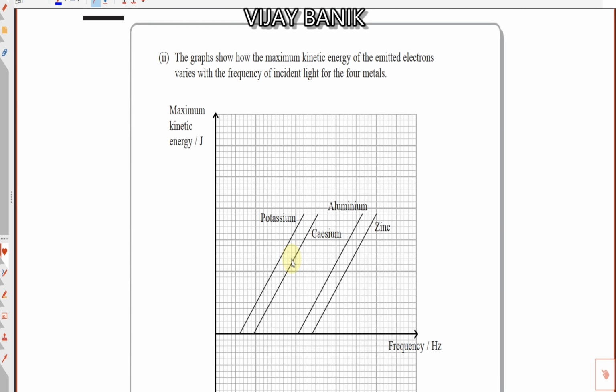Now they gave us the graph showing how the maximum kinetic energy of the emitted electron varies with frequency of incident light for the four metals. These are the threshold frequencies. The gradient gives you Planck's constant. All of their gradients are h, remember that, because the lines are parallel to each other. Parallel lines have the same gradients.